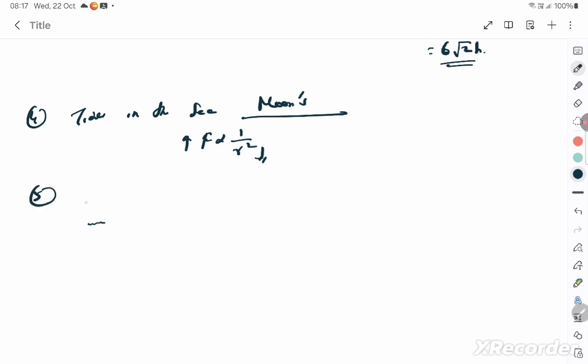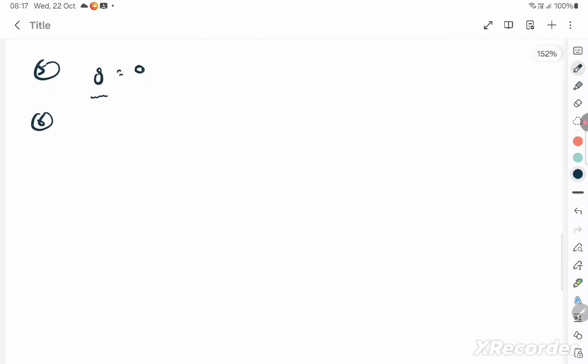Then the next question: the acceleration due to gravity g at the center of the Earth. The answer is 0. That was one of the MCQs which had come in many exams.